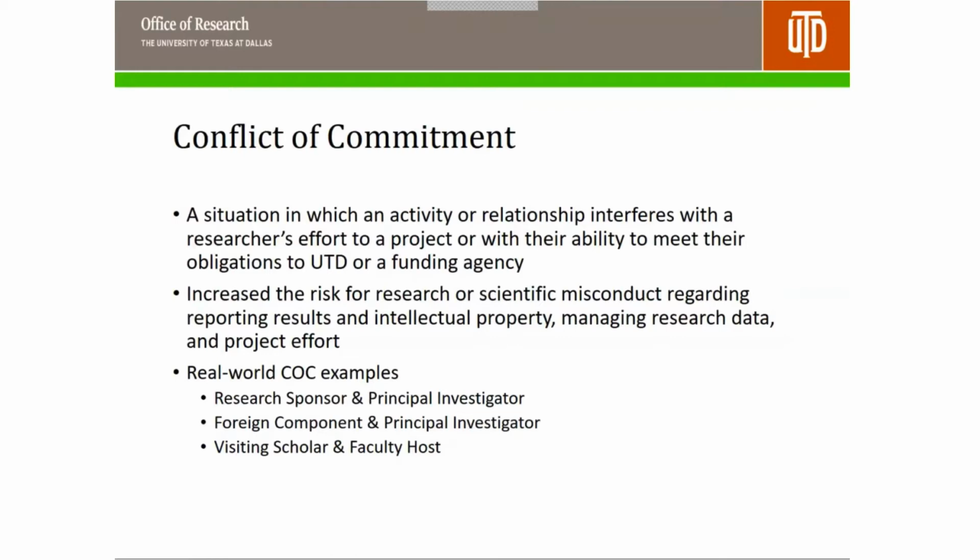So conflict of commitment becomes a concern in terms of being transparent in how you conduct this research effort that the funding agency is supporting at the institution.